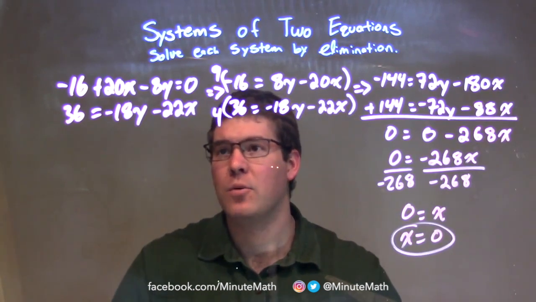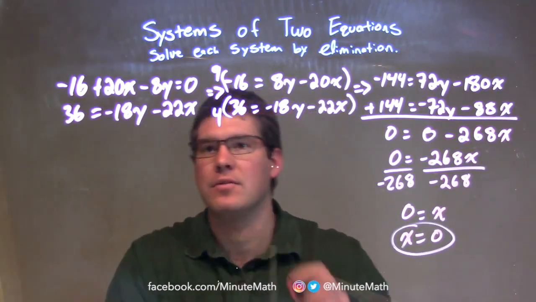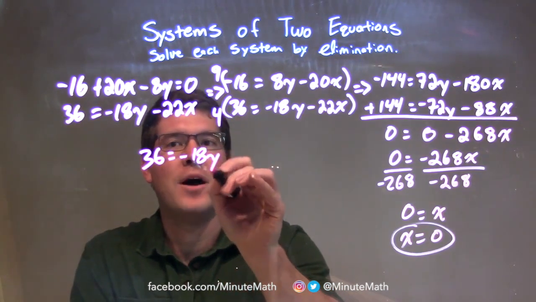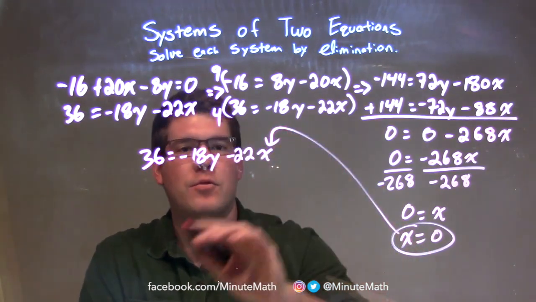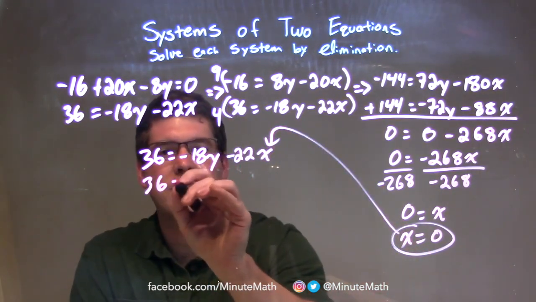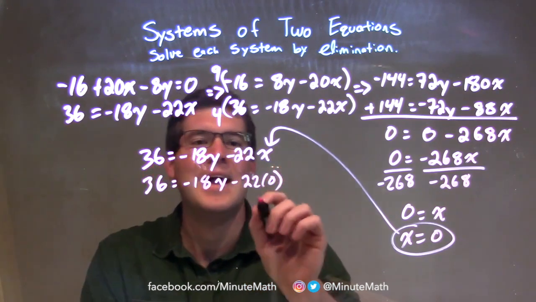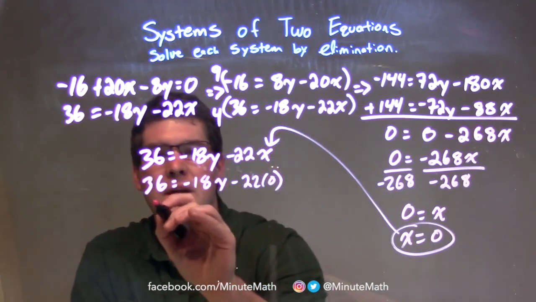So it really doesn't matter which equation we choose. Let's go with the second one. We have 36 equal to -18y minus 22x. I'm going to plug 0 in for x there. 36 equals -18y minus 22 times 0. Anything times 0 is just 0, so we're done with that.